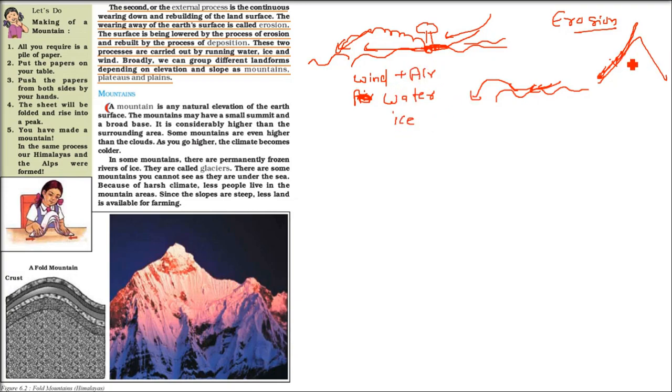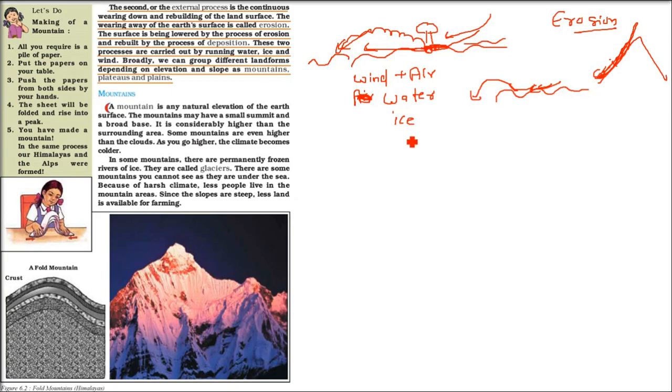And the third thing is ice. Now ice, what are the glaciers? The glaciers are frozen rivers. Glaciers are rivers only, but they are frozen because of extreme cold at that point. So this also takes away soil. This also helps in erosion and deposition.